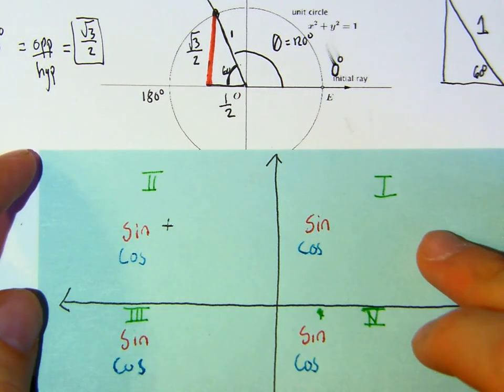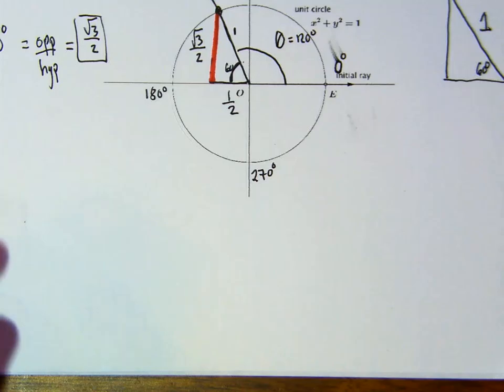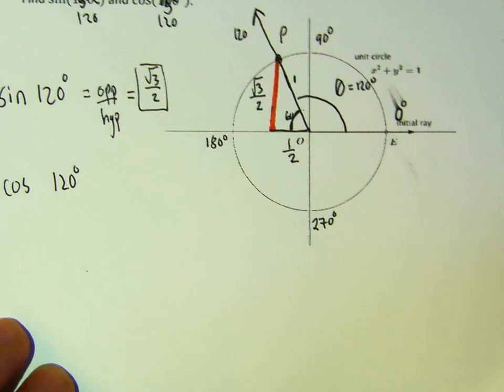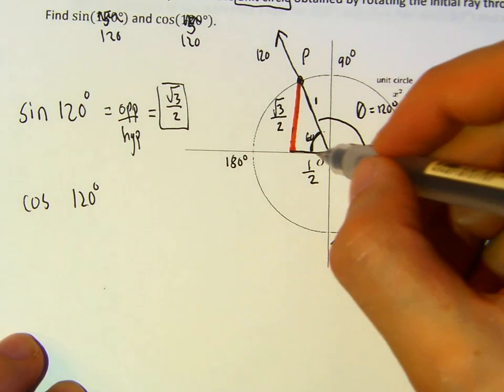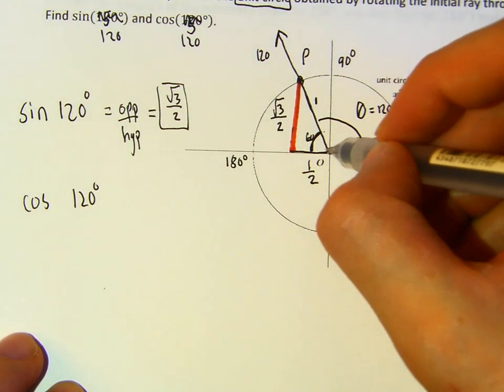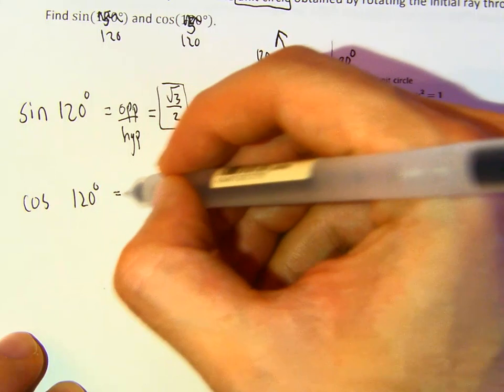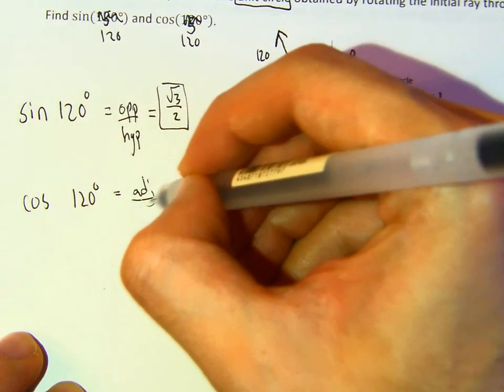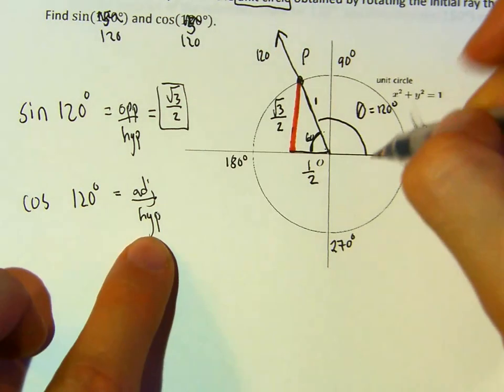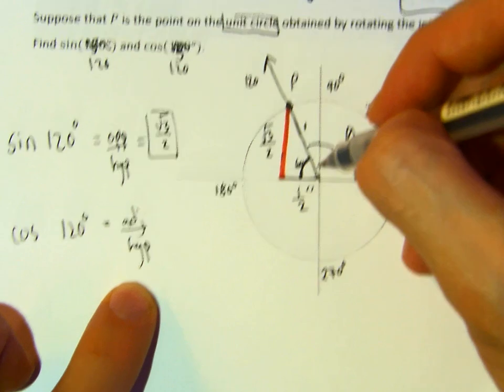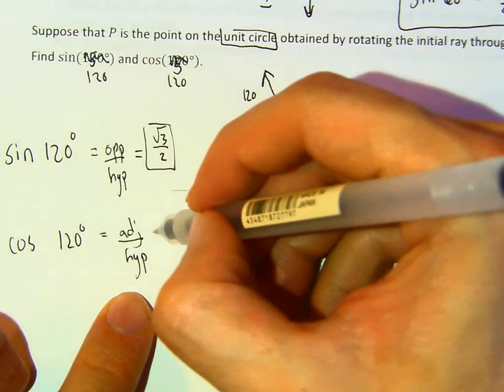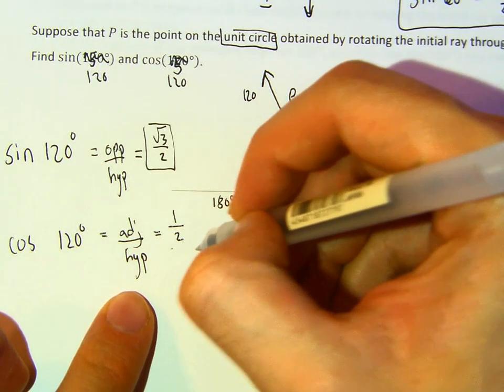Let's see what happens when we go for cosine. So notice cosine of 120 degrees. Now that we have our triangle, what's adjacent to this 60 degrees over here? It's just adjacent over hypotenuse. But notice that the hypotenuse is always 1 because we have that unit circle. So now it just becomes a half divided by 1.